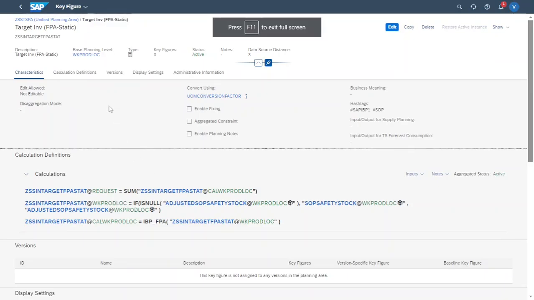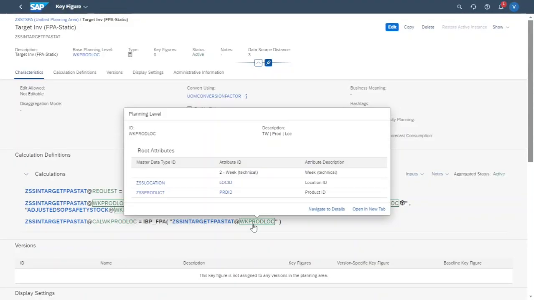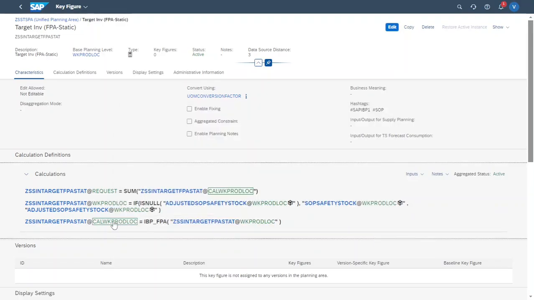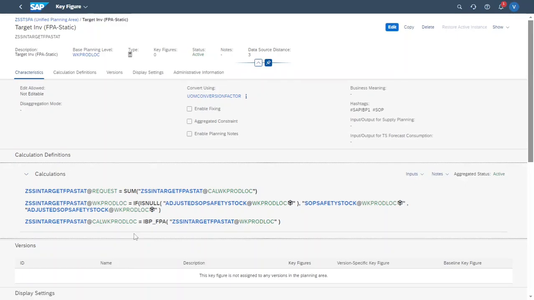So this is the example for static first period aggregation. Again, you see here the input level is technical week, product, location. Technical week is your lowest level, whereas the output level is a static time profile level, a level above your lowest level. A level above your lowest level is a calendar week. You can also create a month product location as well. I hope you understand the concept, right?